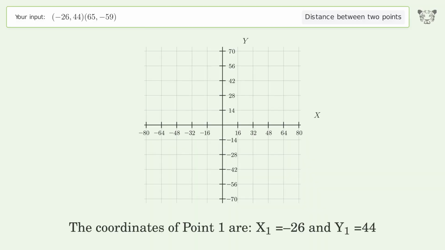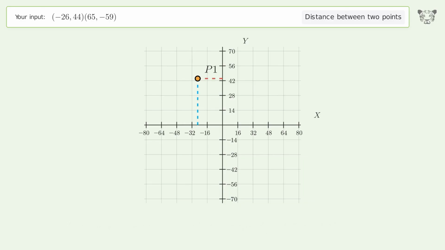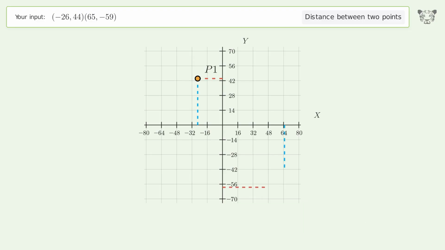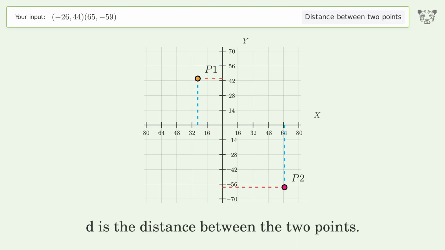The coordinates of point 1 are x1 equals -26 and y1 equals 44. The coordinates of point 2 are x2 equals 65 and y2 equals -59. D is the distance between the 2 points.